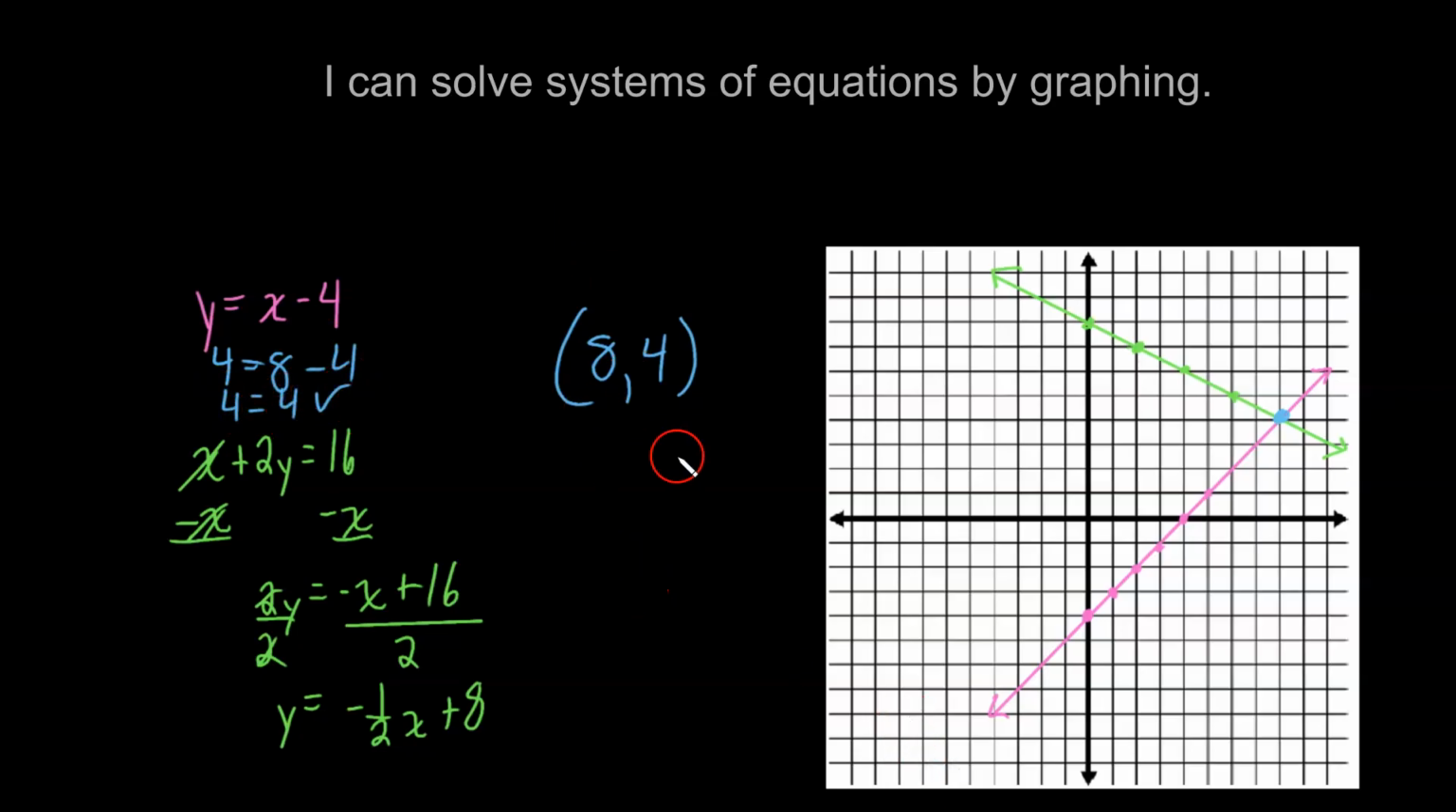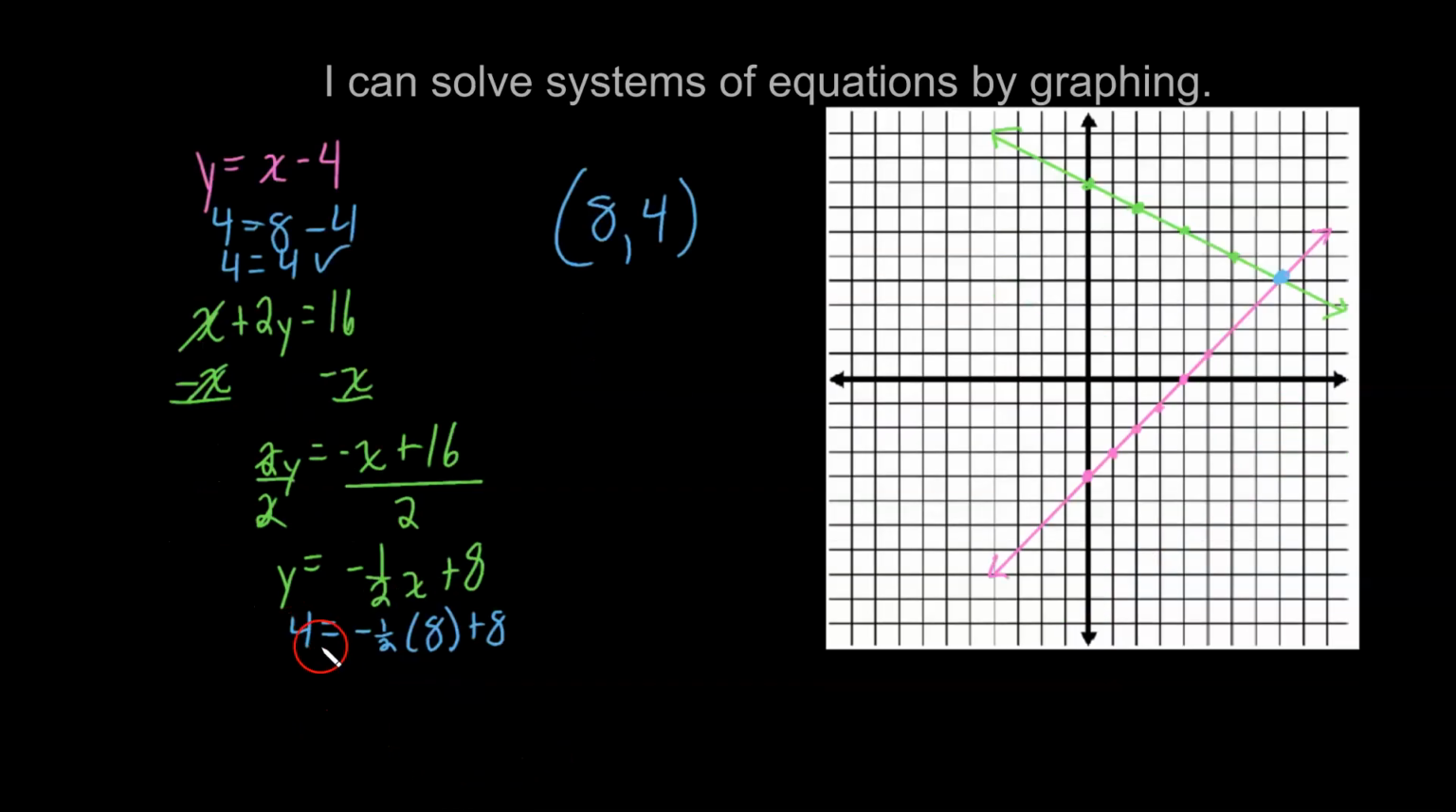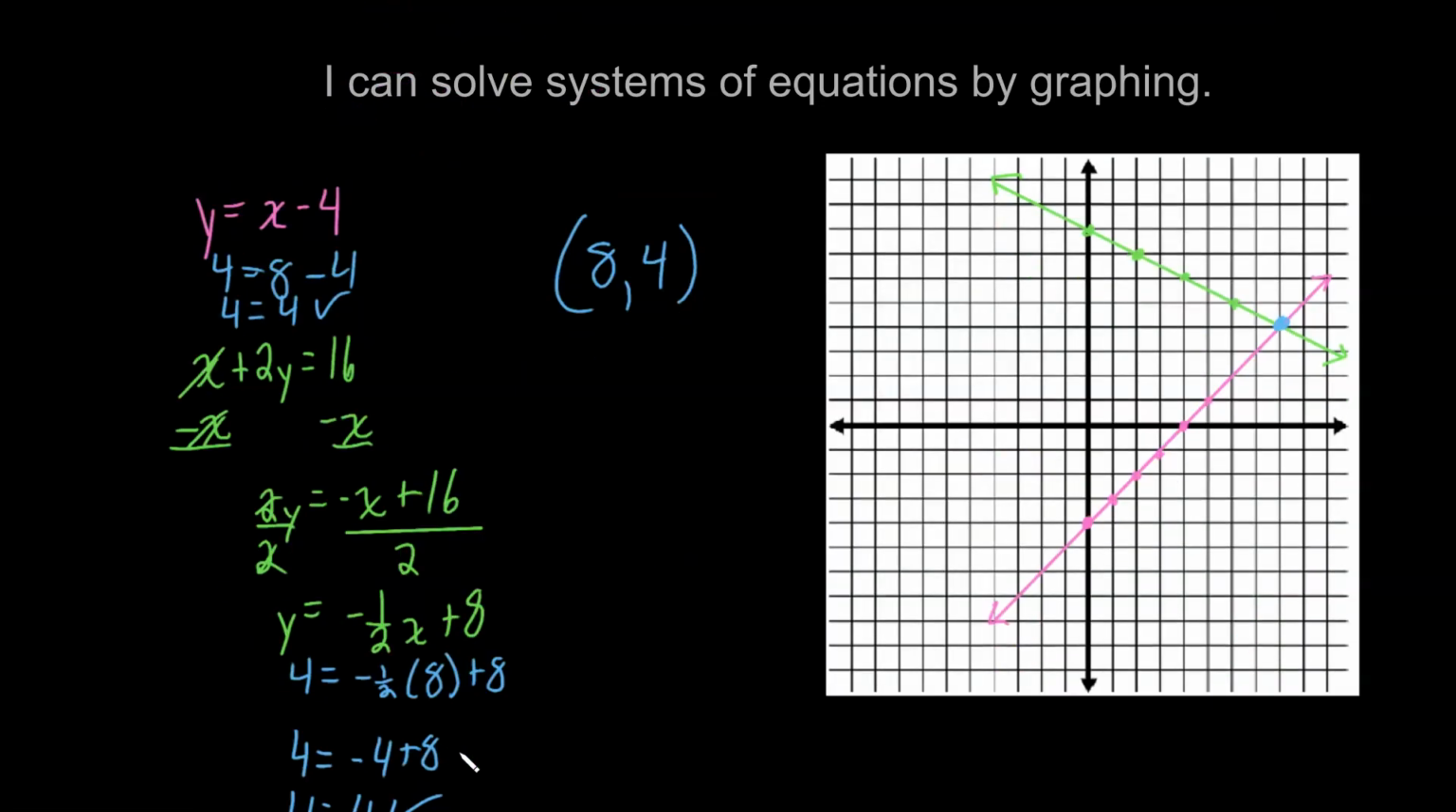And if we plug 8 in for the x value down here and 4 in for the y value down here, we would get 4 equals negative 1 over 2 times 8 plus 8. If we simplify that, we get 4 equals negative 4 plus 8, which is a true statement. We get 4 equals 4. So there we go, that is the solution to this system of equations.